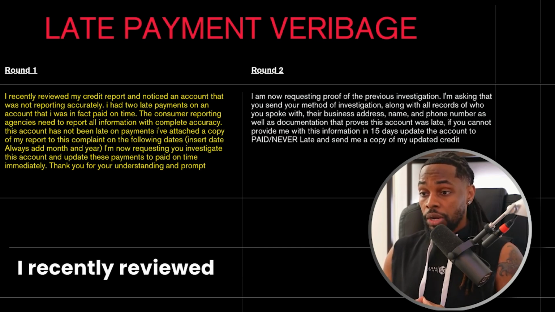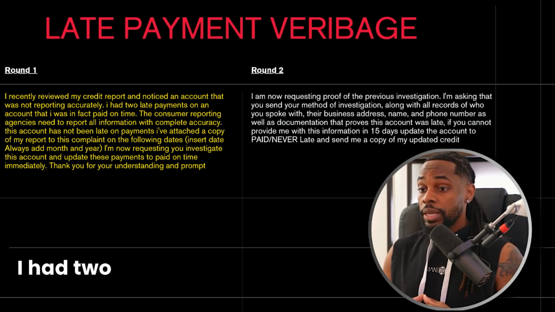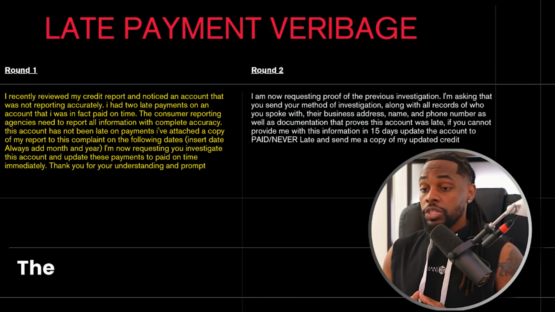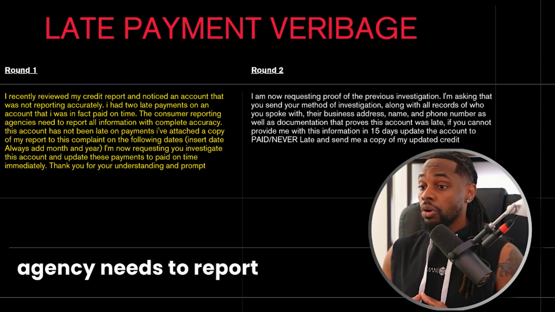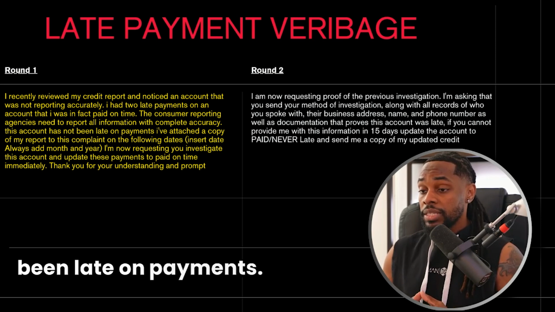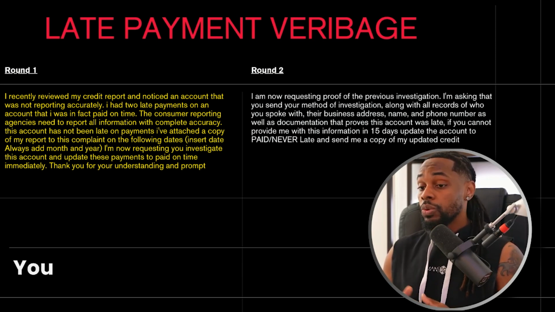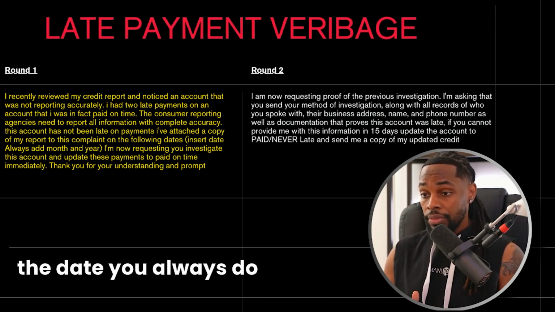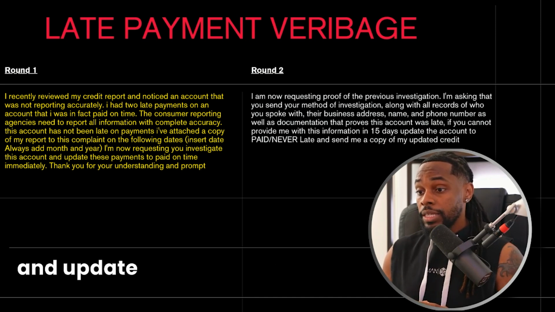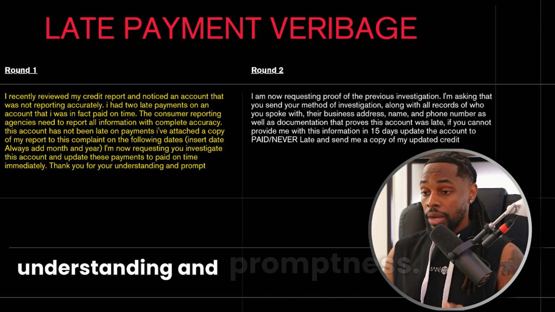I recently reviewed my credit report and noticed an account that was not reporting accurately. I had 2 late payments on an account that was in fact paid on time. The consumer reporting agency needs to report all information with complete accuracy. This account has not been late on payments. I've attached a copy of my report to this complaint on the following dates. You would then insert the date. You always do month and then the year. I'm now requesting you investigate this account and update these payments on time immediately. Thank you for your understanding and promptness.